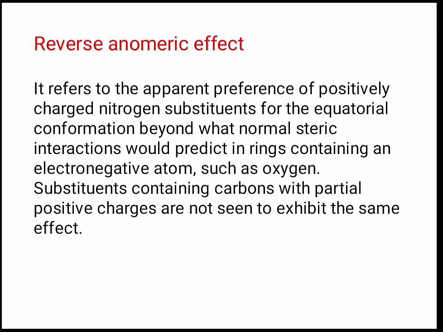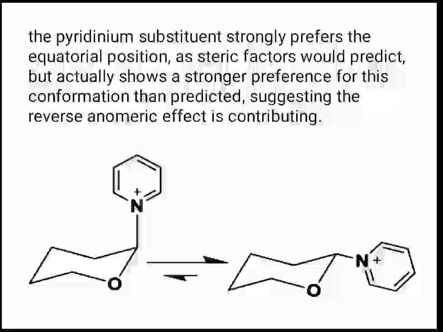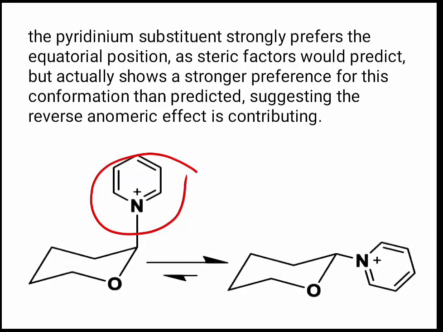Now, the reverse anomeric effect. It refers to the apparent preference of positively charged nitrogen substituents for the equatorial conformation beyond what normal steric interactions would predict in rings containing an electronegative atom, such as oxygen. Substituents containing carbons with partial positive charges are not seen to exhibit the same effect. So what is happening in case of the reverse anomeric effect? The substituent is preferring to be in the equatorial position.